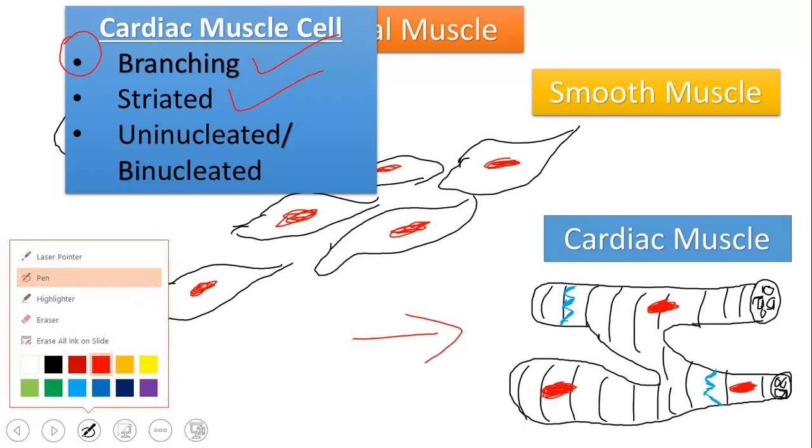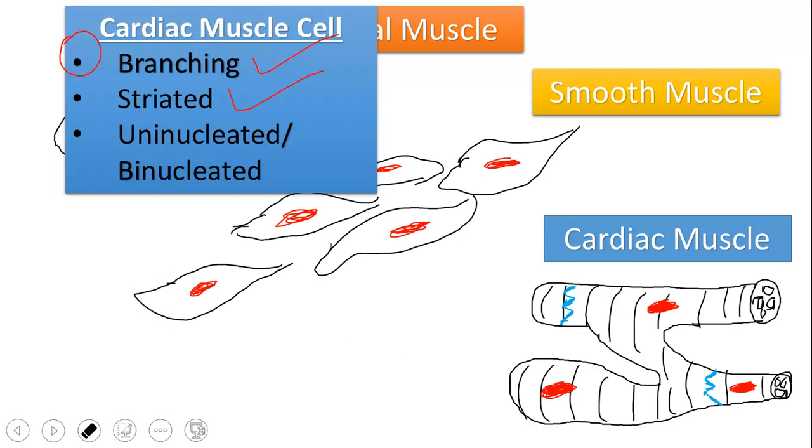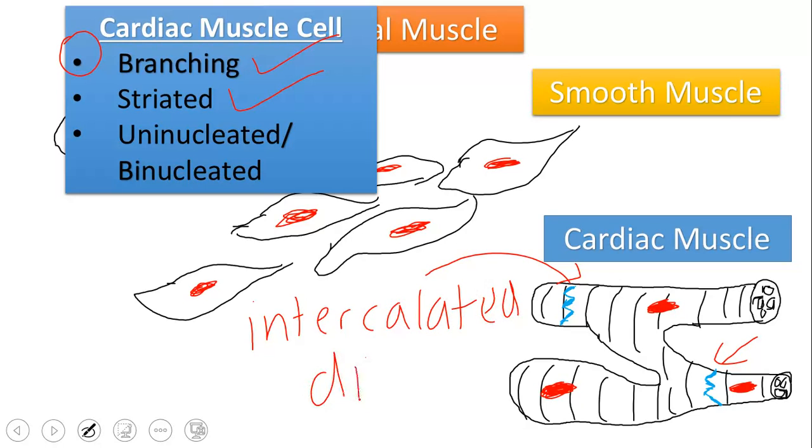Now, there's also another component to cardiac muscles. Cardiac muscles also have intercalated discs, and that is demonstrated by the blue color. These are intercalated discs. The function of these discs is to link cells together, and they also play a role in transmitting signals between cells.